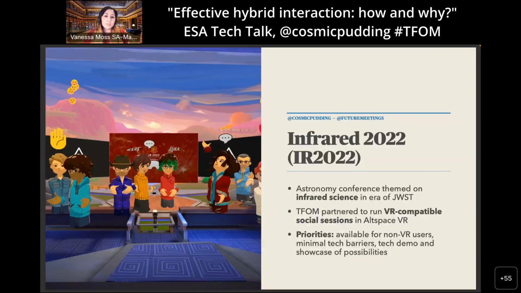Another example of a conference that we've been involved with is Infrared 2022. This was completely online as well and done really well. Our role in this was to work with the organizers to help them run VR sessions. Virtual reality is pretty new in astronomy, and we haven't seen too many VR events come up yet. So we helped them design some social sessions to take place in AltSpace VR, which is one of the freely available VR tools. As part of that, we were prioritizing access for people who didn't have a virtual reality headset.